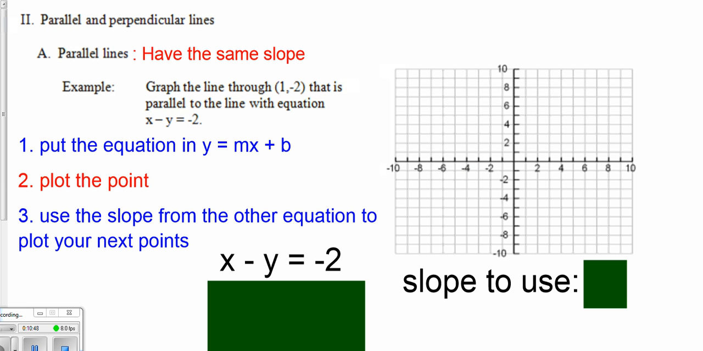We're going to look at parallel and perpendicular lines in our next video.